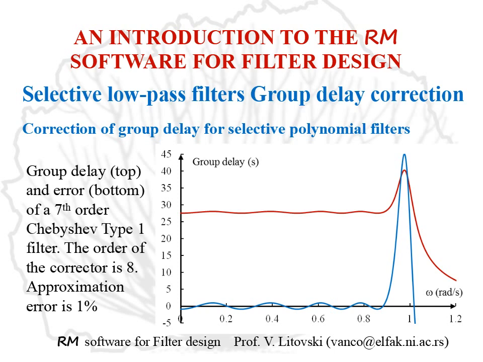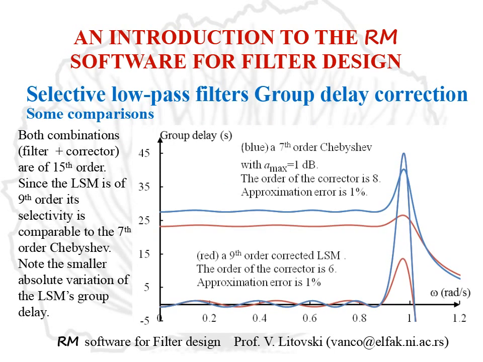Here again, 1% approximation is imposed. We are getting approximately the same interval of approximation of constant group delay with the 7th order Chebyshev, but 8th order corrector, lower order corrector, so that the LSM and the Chebyshev filter altogether are of 15th order, both. The main difference is here in the value of the delay and in the peak at the end of the passband.